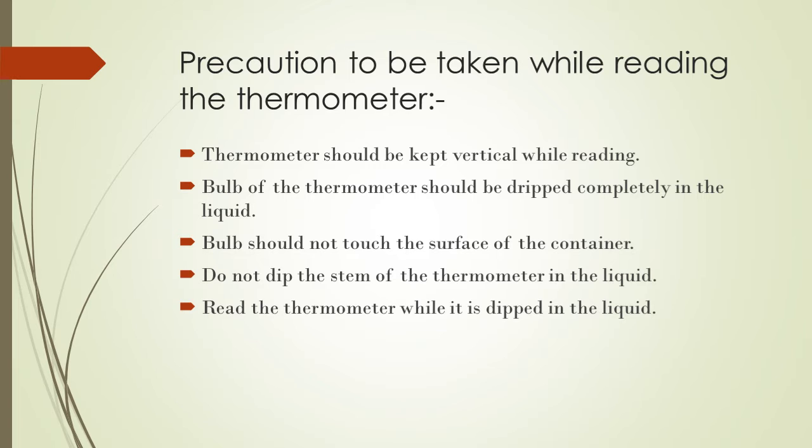Precautions to be taken while reading the thermometer. Here are some precautions we have to take when we are reading the thermometer. The thermometer should be kept vertical while reading. The bulb of the thermometer should be dipped completely in the liquid. The bulb should not touch the surface of the container. Do not dip the stem of the thermometer in the liquid. Read the thermometer while it is dipped in the liquid.